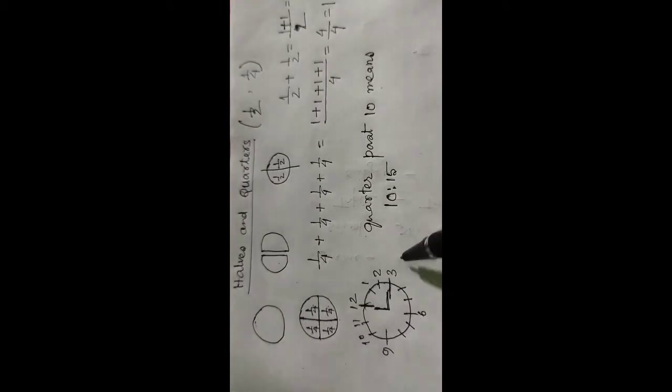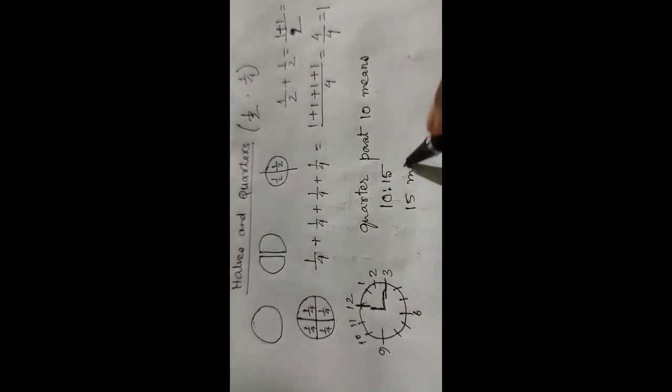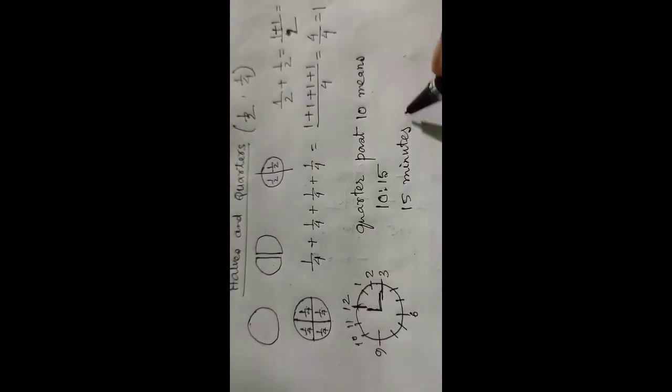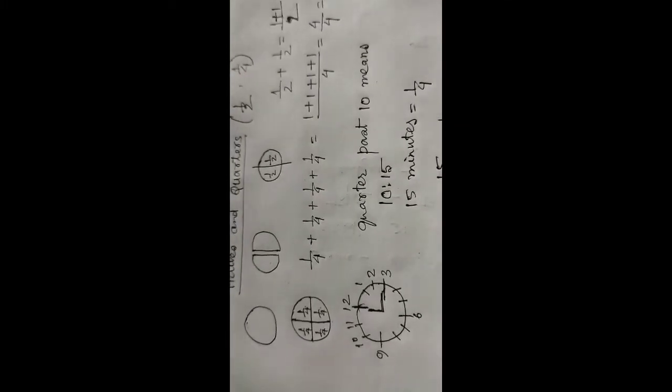If we divide the clock into 4 pieces, then 15 minutes is equal to 1 by 4, because 15 by 60 is equal to 1 by 4. So 15 minutes is quarter.